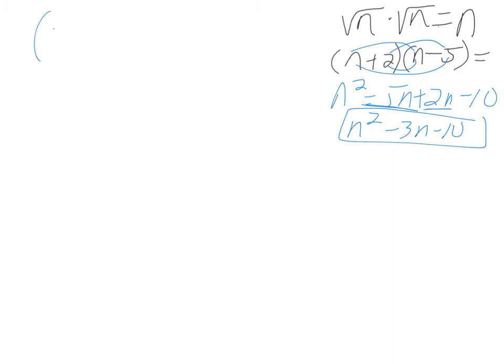So let's say my problem was 5 plus 2 square root of 7 times 6 minus square root of 7. Alright, so I'm going to double distribute this. So that's going to be 30.